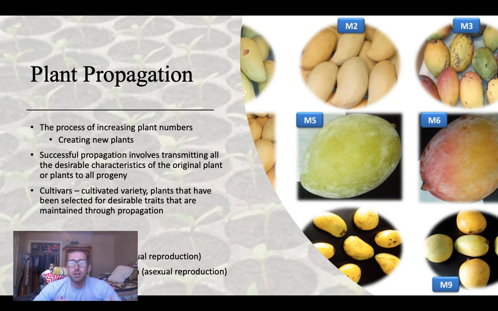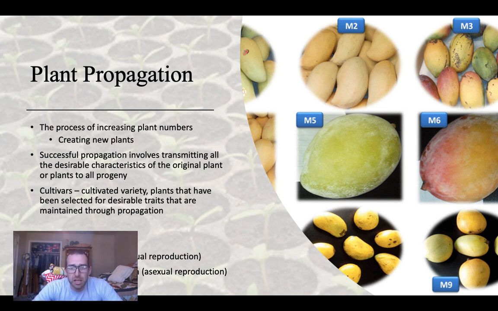Some other definitions. A cultivar, you may have heard this term, stands for cultivated variety. So these are plants that have been selected for those traits that I talked about, and those traits are maintained. So we have different cultivars, or sometimes you will just hear variety, of plants of select species that have particular traits, and we want those traits to persist through time.